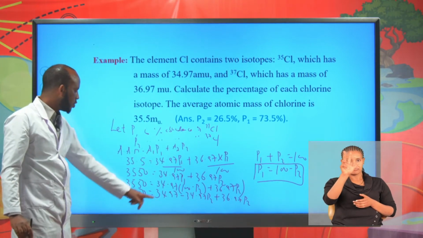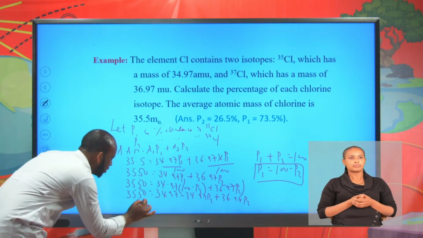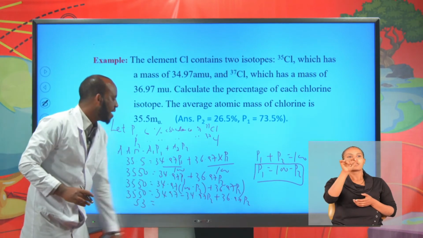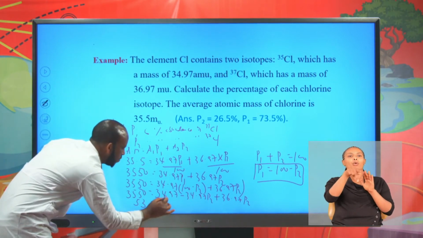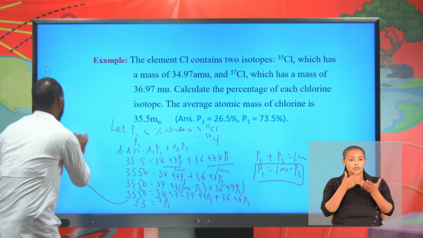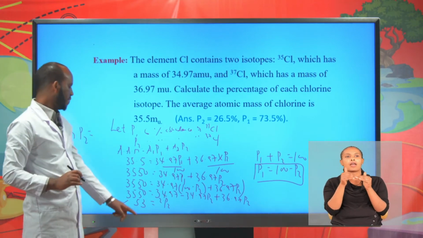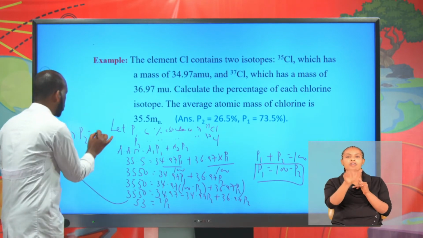35.50 minus 34.97 is 53. This is 53 equal 34.97 P2 minus 36.97 P2 is 2 P2. From this, P2 equals 53 divided by 2, which is 26.5%.